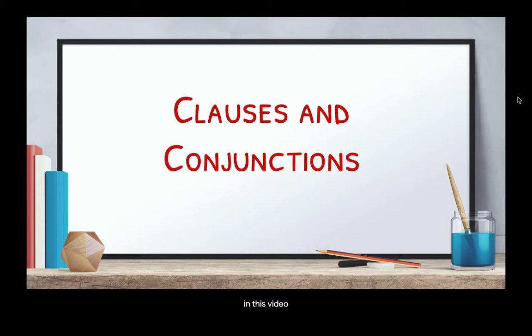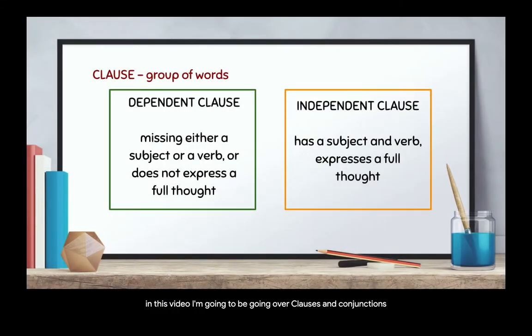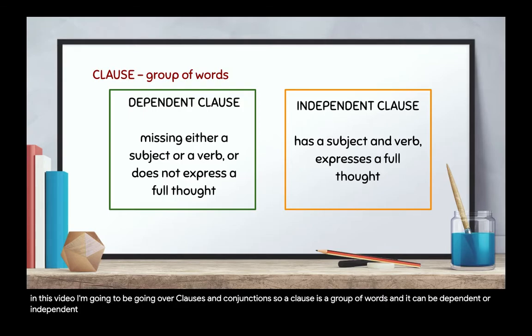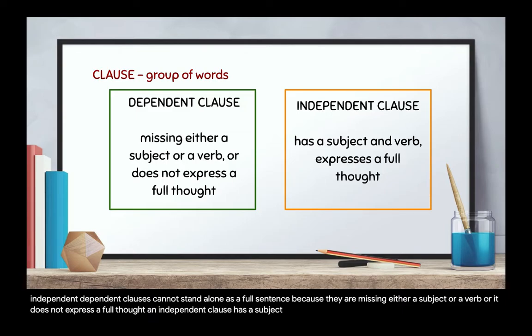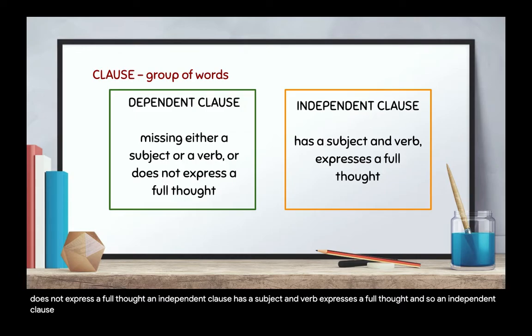So in this video, I'm going to be going over clauses and conjunctions. A clause is a group of words, and it can be dependent or independent. Dependent clauses cannot stand alone as a full sentence because they are missing either a subject or a verb, or it does not express a full thought. An independent clause has a subject and verb, expresses a full thought, and so an independent clause could stand alone as a full sentence.